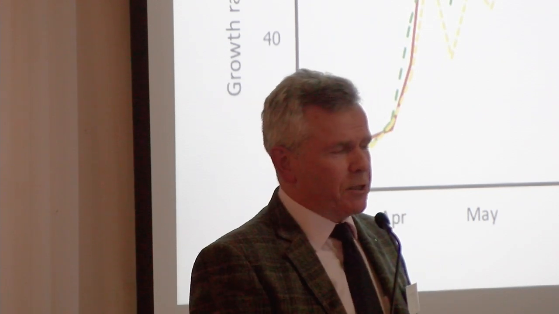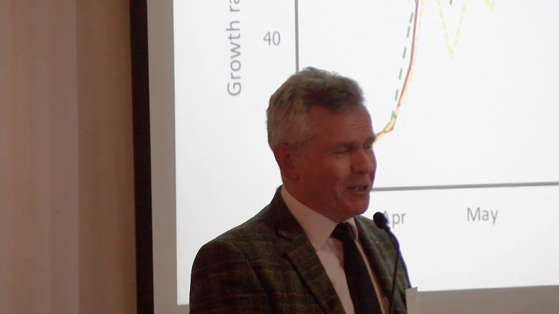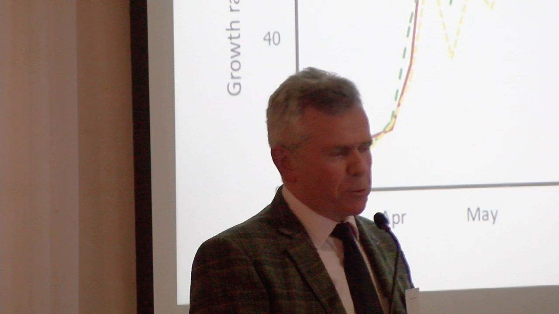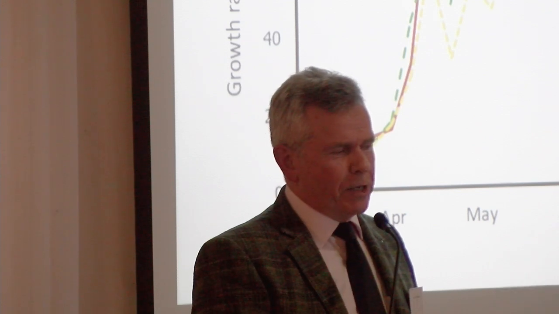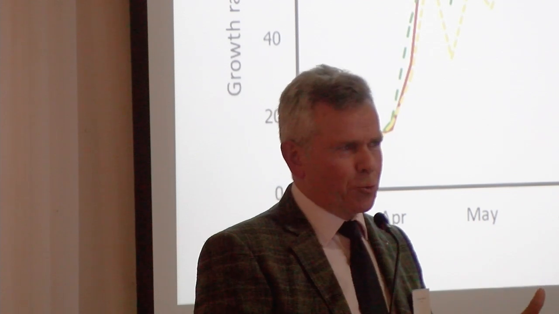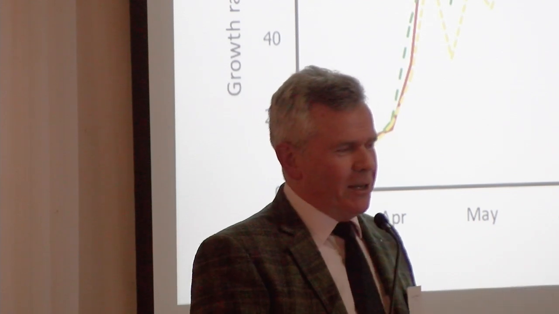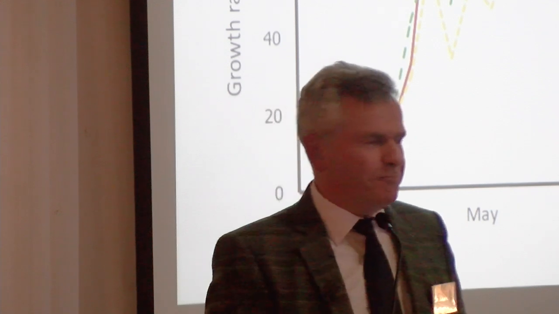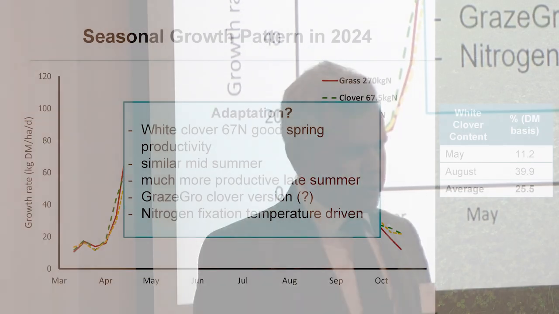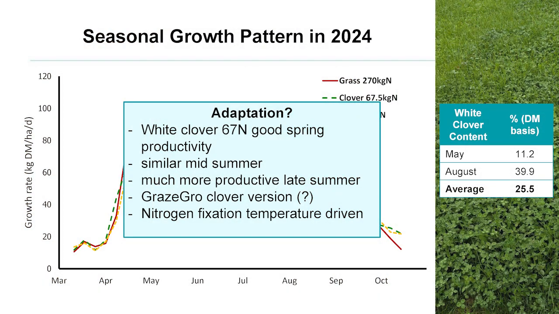And just out of interest there, the clover content, for those who are interested, the May percentage of clover in those same plots was about 10 or 11%, rising up to about 40%. So when people talk about how much clover have you got in your sward, depends when you measure it, averaging over the season about 25. So in terms of an adaptation measure, yes, it's got all the attributes, and especially that much more productive spell going into late summer.